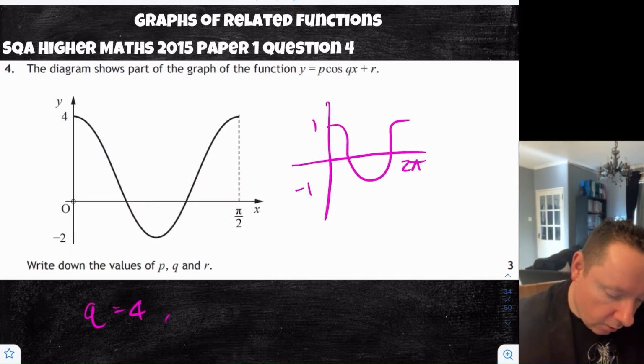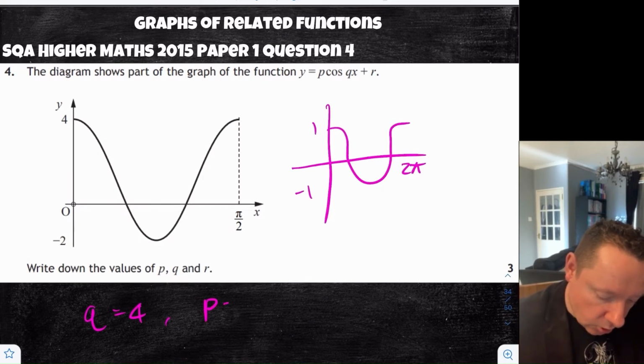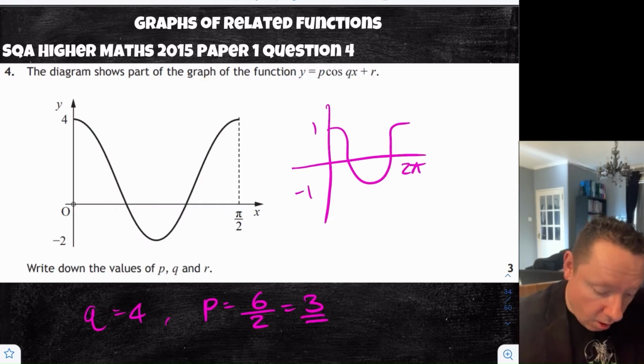Okay, to get our amplitude, if we just work out the difference between the maximum and minimum, I've got 4 and minus 2, which is 6. So to get p, I can just do 4 to minus 2, which is 6. Half of that is 3, so p is 3. And then for r, well, now I've got p, it's easy.